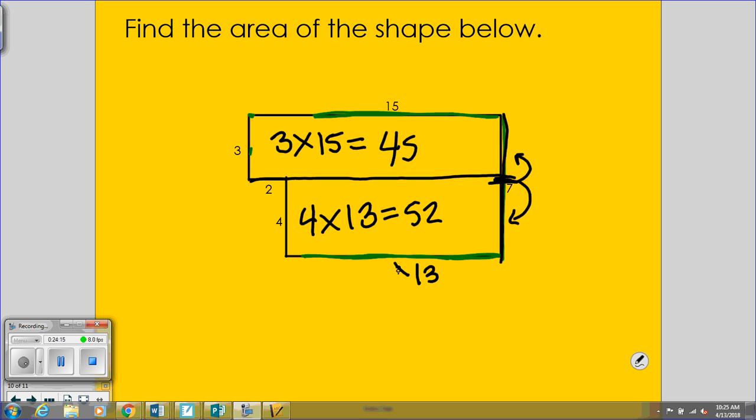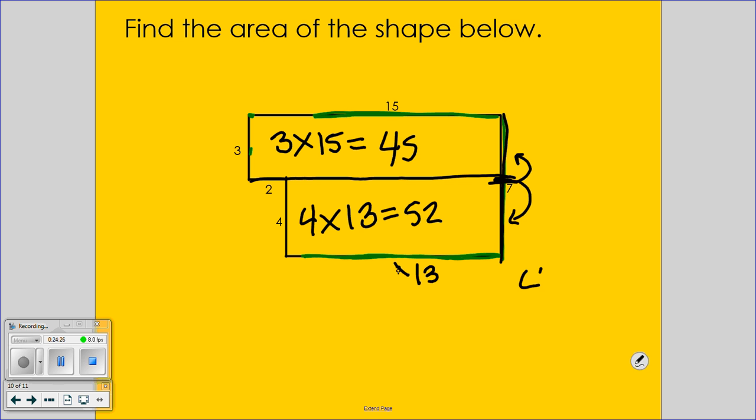Now what? Of that smaller rectangle it is. What is it going to be for the whole one? What am I going to do? 45 plus 52. Yeah, I'm going to add up my partial areas, my mini areas, to give me the total of the whole crazy shape area. Parker, what'd you come up with? 97. 97. And because we're doing area, square units, or units squared.